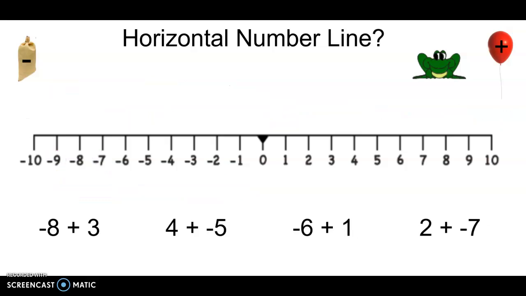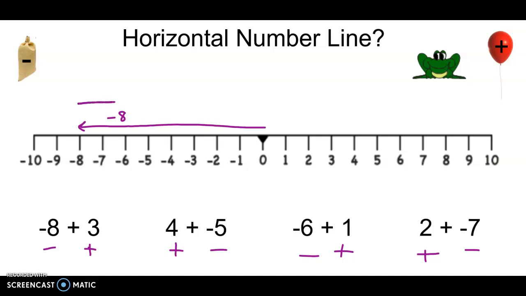Okay, next slide. On your paper now we're looking at where I'm adding and the signs are different. Okay, notice a negative and a positive, and a negative, negative and a positive, positive and a negative. I'm adding two integers together that have different signs. Okay, so let's use our number line again. Negative 8 plus 3. Well, 8 sandbags takes me to here. That's negative 8. But then 3 balloons would take me back up towards 0. And you can see you end up at negative 5.